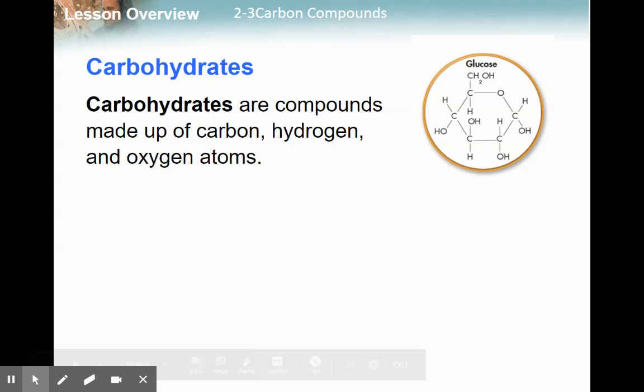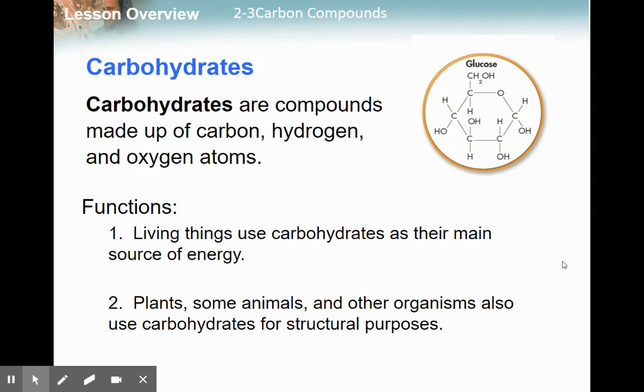Okay, the first major macromolecule is the carbohydrate. Just like it sounds, with carb, hydro, and the 'ates' being the oxygen, it's made up of carbon, hydrogen, and oxygen atoms. Glucose, or sugars, are a form of a carbohydrate. Now, the function of these carbohydrates is that they are the main source of energy in living things. When you eat sugars, that sugar is converted to energy that you use. Plants and some animals and other organisms also use carbs for structural purposes. The cellulose in plants is used for a structural purpose.